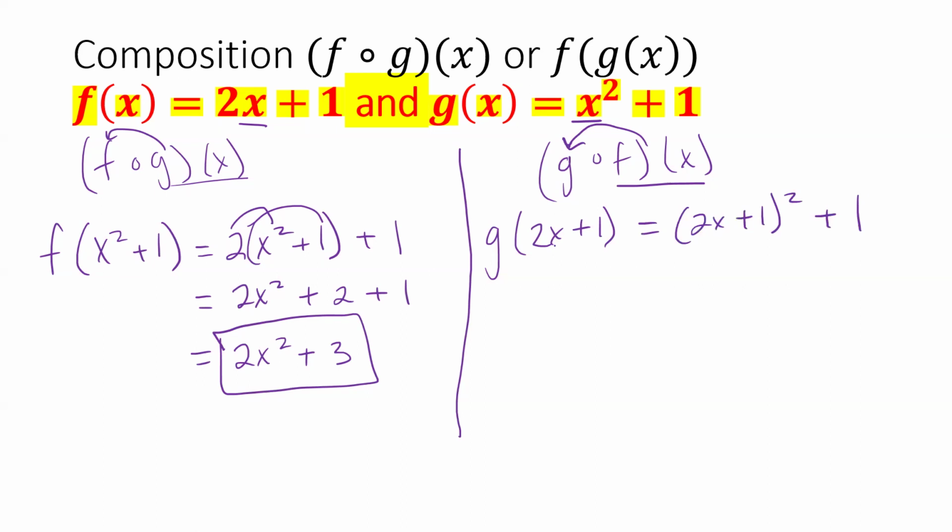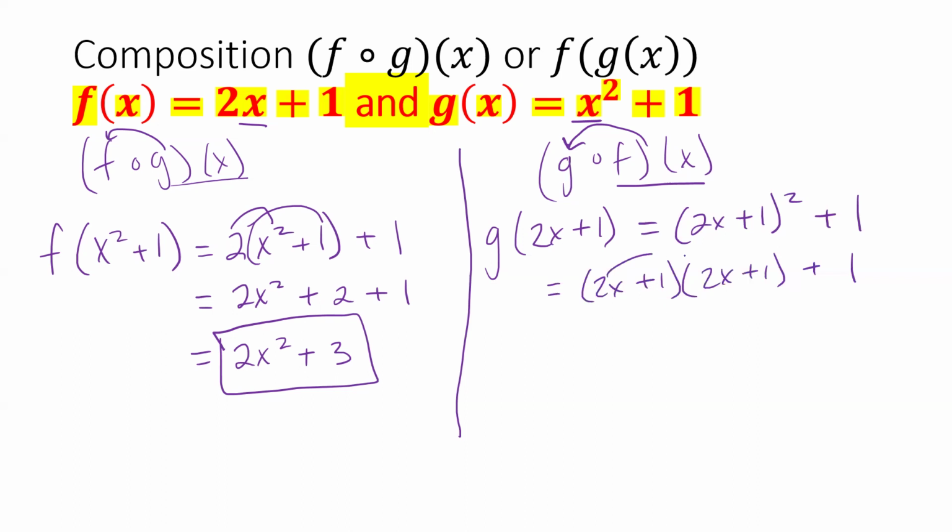Okay. So now we're going to simplify. What does it mean when I have a power of 2? You have to multiply it by itself. So that means we have 2x plus 1 times 2x plus 1 plus 1. Okay. How do we multiply this? We use multiple distribution, correct? Whether you want to call it FOIL or the box, whatever makes your heart happy.